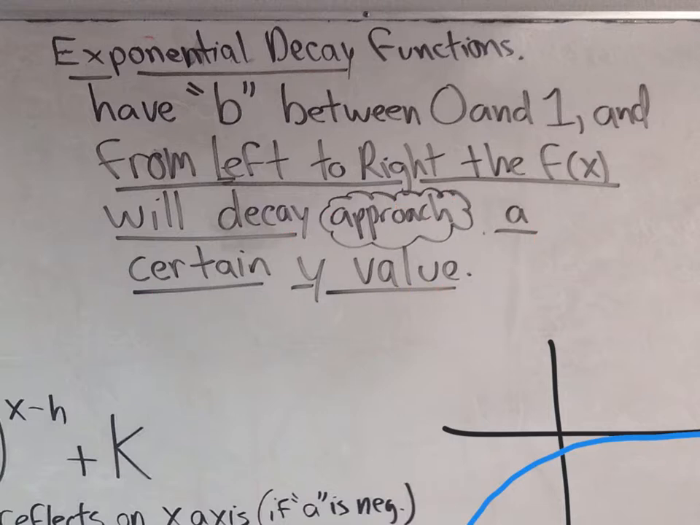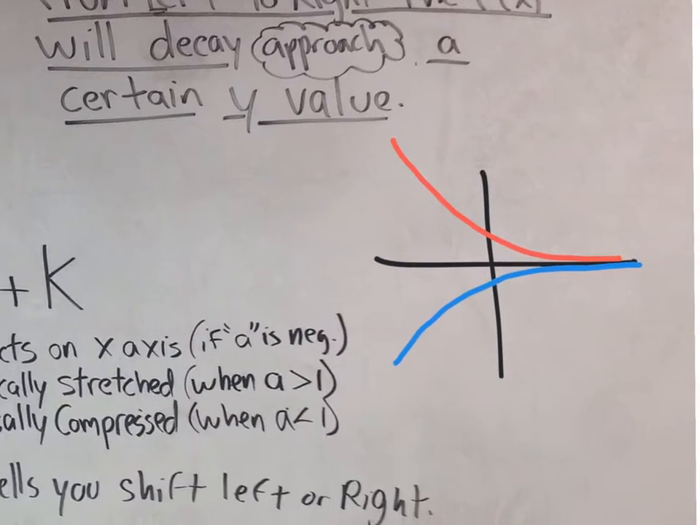So if it's approaching a certain y value, here's another one. If I have something way up here and it's just decaying, and now it's approaching 0 forever, then that's a decay function, right? What's the difference between the red decay function and the blue decay function? This is a regular decay function, and this is the one that's reflected over the x-axis. This one got reflected down here to this one. So if your a value was negative, it would be like this. If your a value is positive, your decay function's like that.